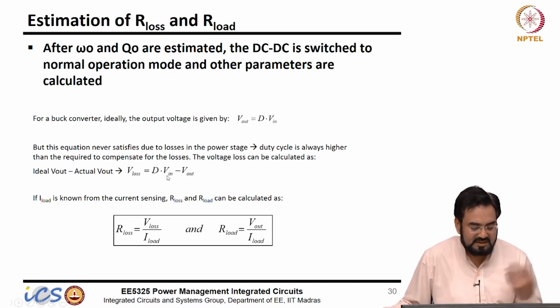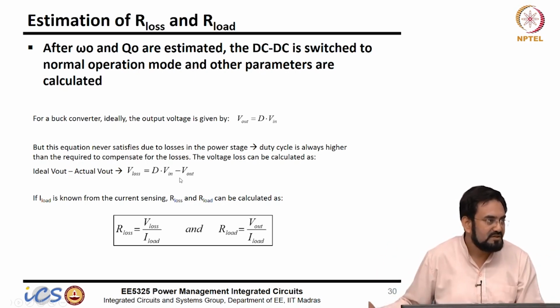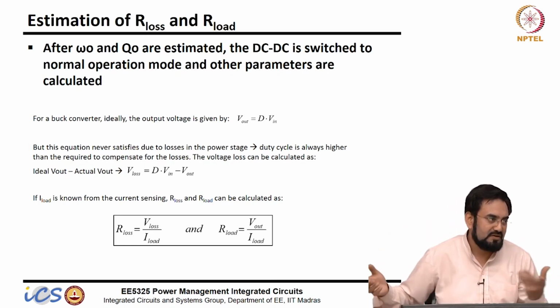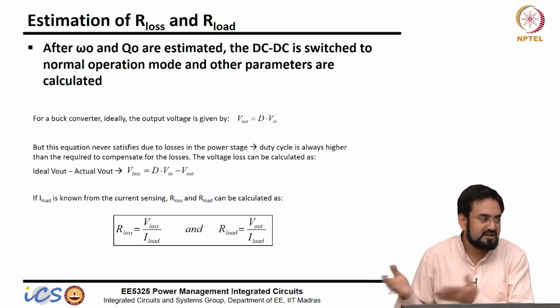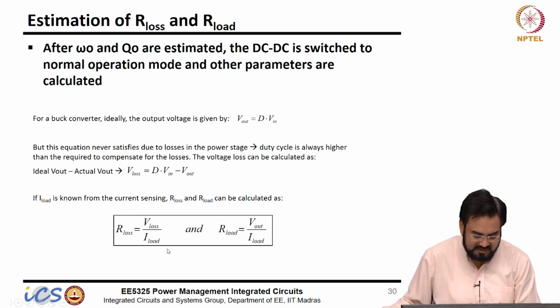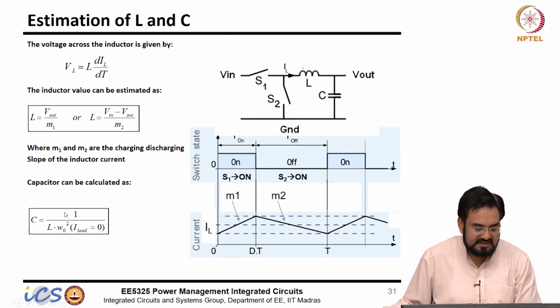We know that V loss is nothing but D times V in minus V out. So if we can measure the average of your switching node and take the difference with V out, that will be the loss in your inductor. And if you look before the gate driver, the PWM, then that will include the power FET loss also. So you can separate out even inductor and power FET losses. That is not difficult to do, and R load, obviously, if you know I load, you can measure R load also. So all the measurements can be done very easily.